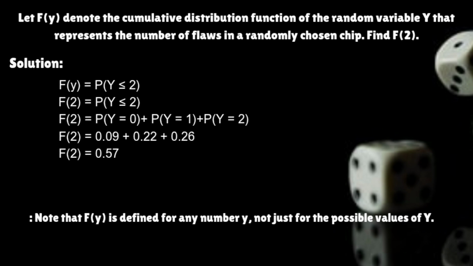We do this by summing the probabilities for the values of Y that are less than or equal to 2. Note that F(y) is defined for any number y, not just for the possible values of Y. In general, for any discrete random variable Y, the cumulative distribution function F(y) can be computed by summing the probabilities of all the possible values of Y that are less than or equal to y. Note that F(y) is defined for any number y, not just for the possible values of Y.